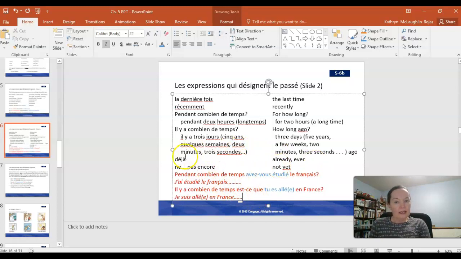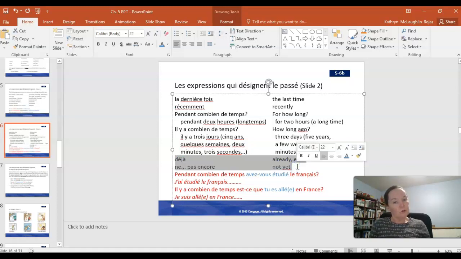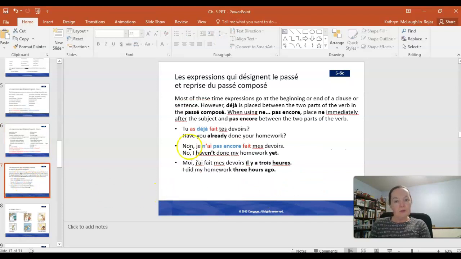All right, and a couple of other expressions you see here at the bottom, déjà and ne pas encore. And I think it will help to go on to the next slide where you can actually see these being used in context. Okay, so most of the time expressions you've learned in this lesson are probably going to go at the beginning or the end of a clause or sentence. A clause is just another word for sentence, a complete thought of some kind. Clauses are put together to form larger sentences.